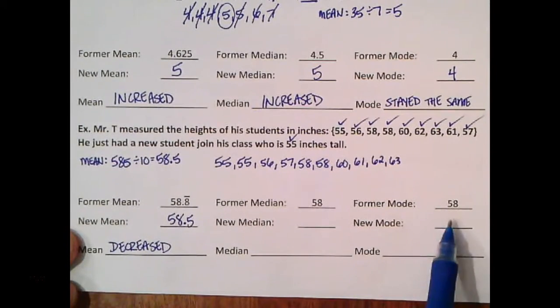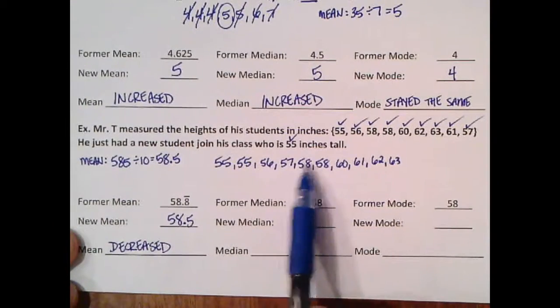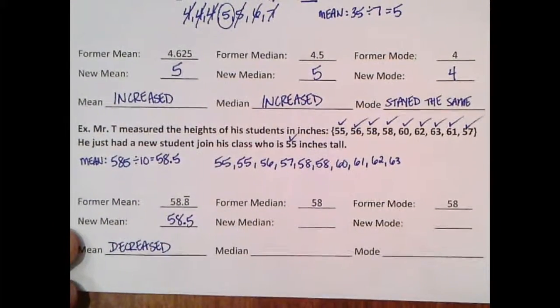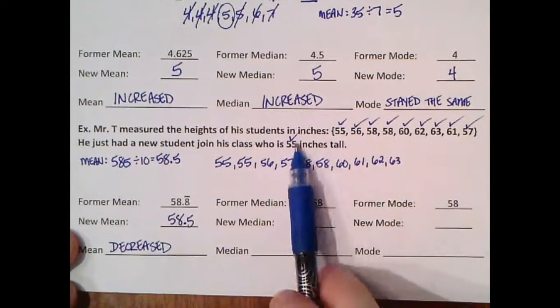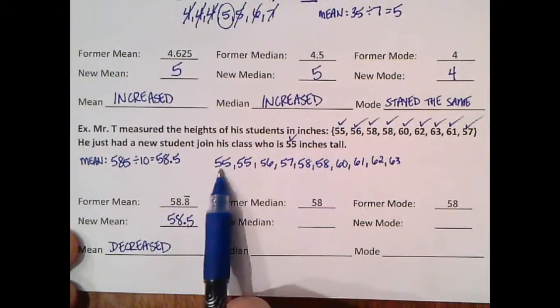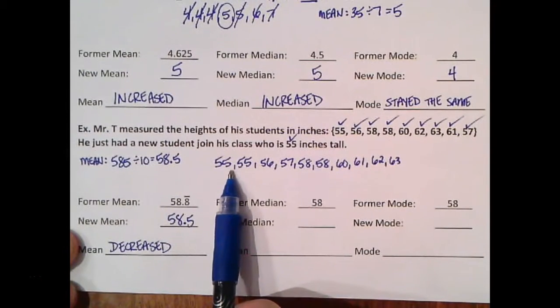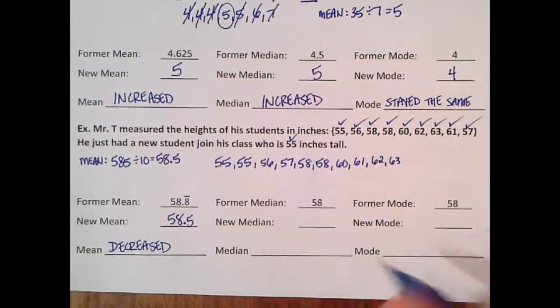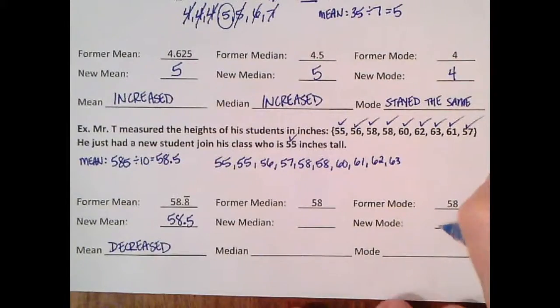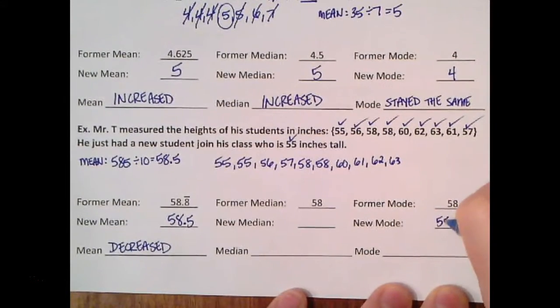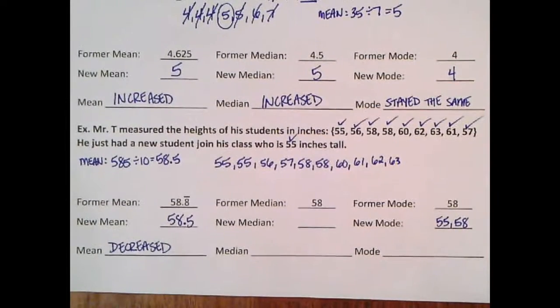Okay, let's take a look at the mode. Our former mode was 58, so 58 happened twice. And all we did was add in another value. So let's take a look at the other value, 55. Well, that also caused it to be occurring twice. So we end up with having both 55 and 58 as our modes.